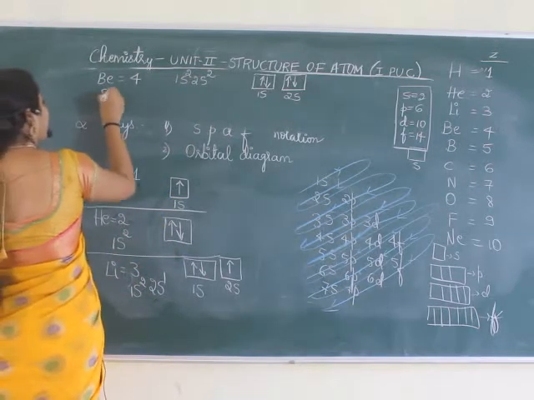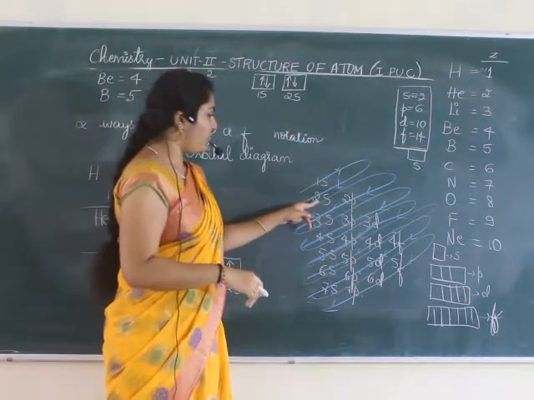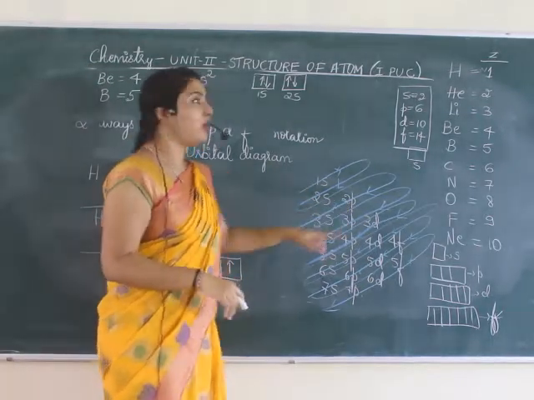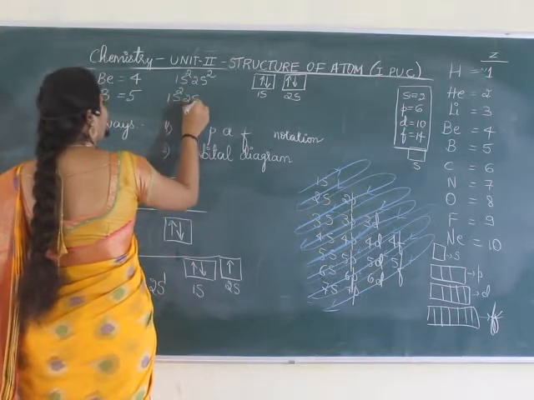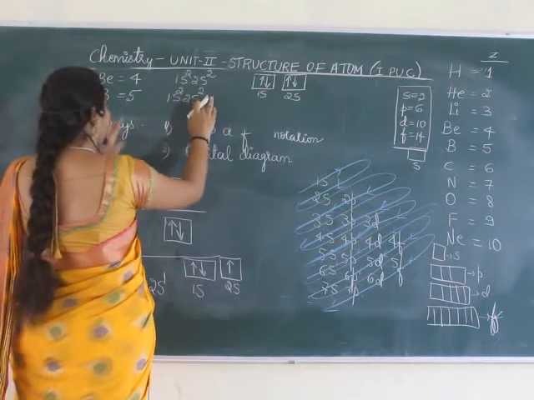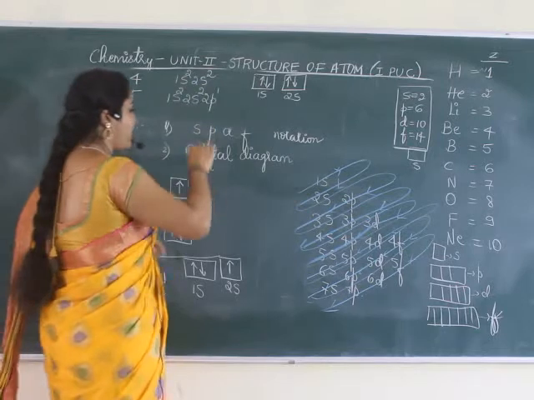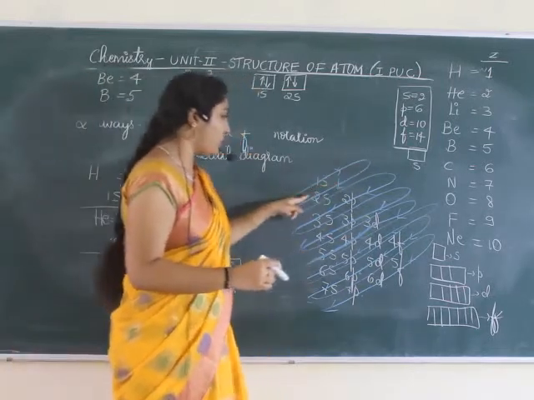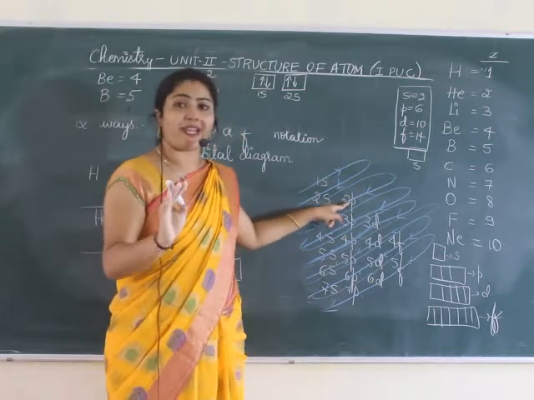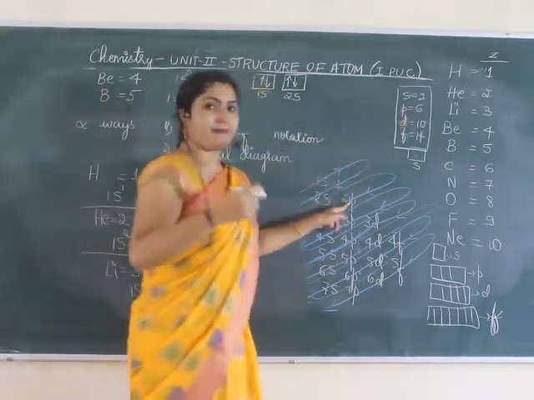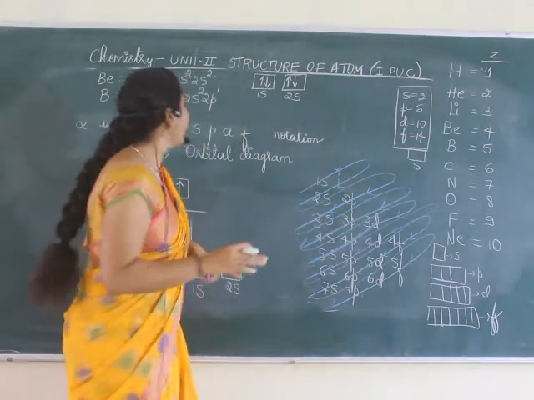Next, boron. Boron is 5. How should you write? 1s2 is done, 2s is done. Next the electron goes to 2p. So 1s2, 2s2. How many electrons? 2 plus 2, 4 is done. Last one electron goes to 2p1. You understand the order? After 1s, 2s. After 2s, 2p. In p, how many electrons can fill? 6 electrons. So up to 6 electrons you can go on filling. Then comes 3s.